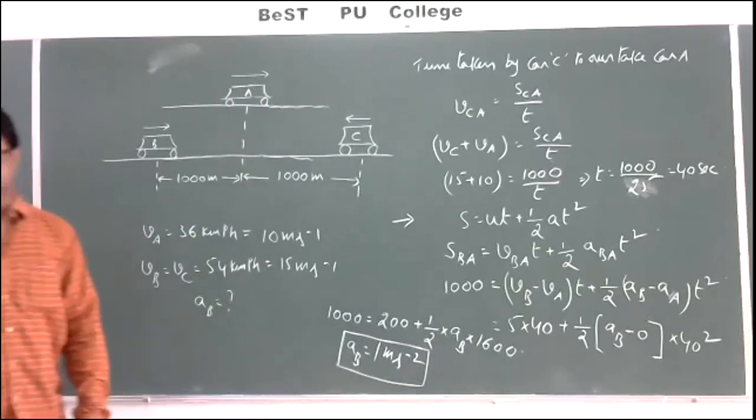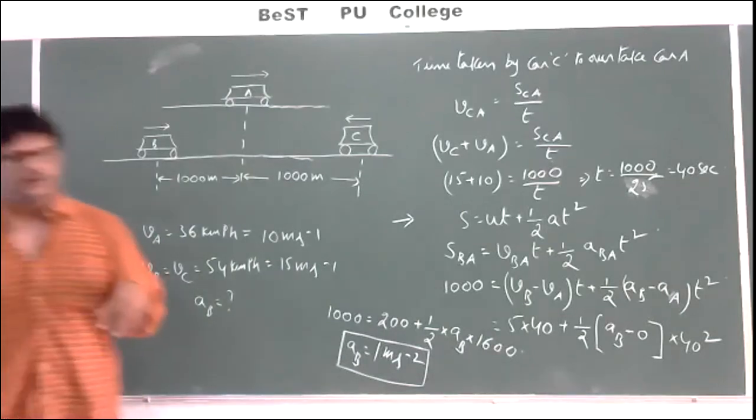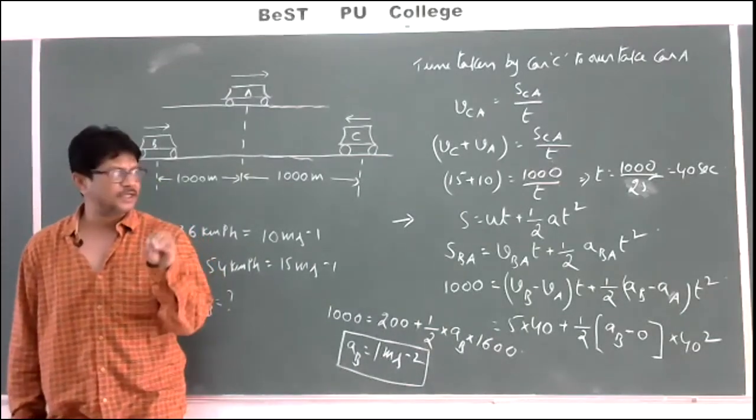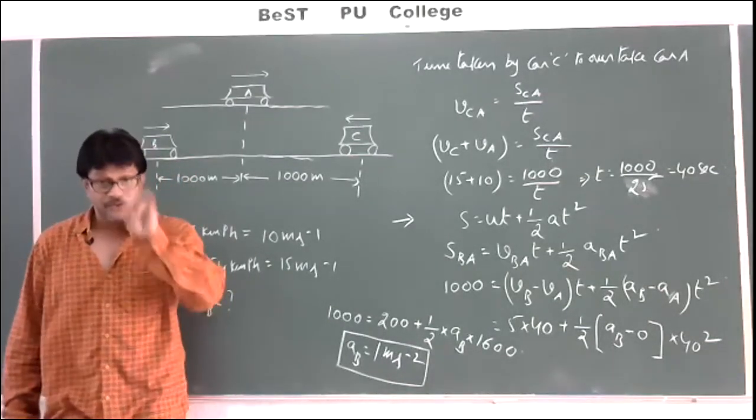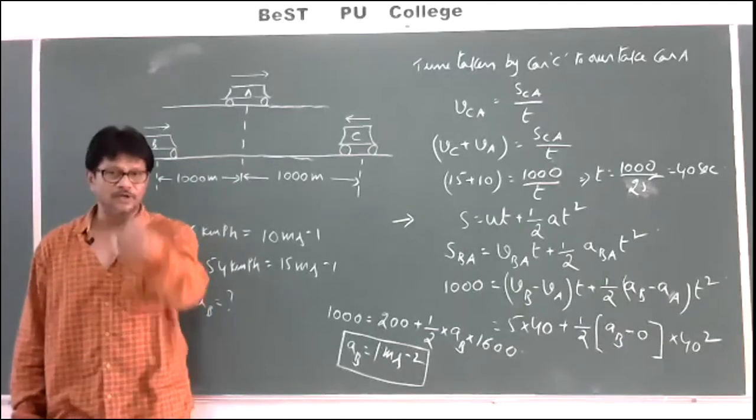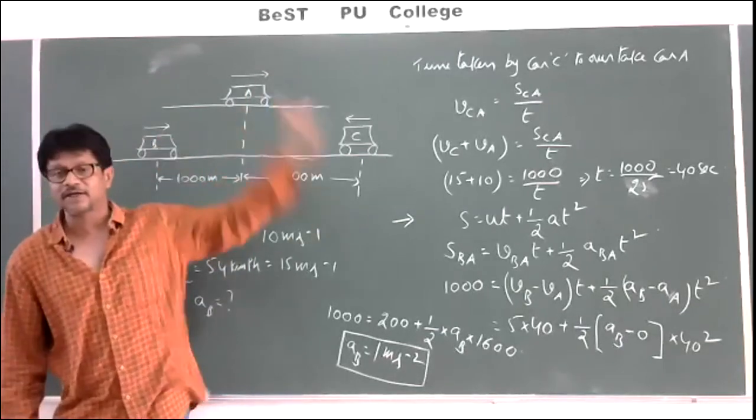Like that we have to do. So first, what we are doing is finding how much time car C will take to overtake car A. First I am finding the time. Within that time only, car B has to overtake car A.